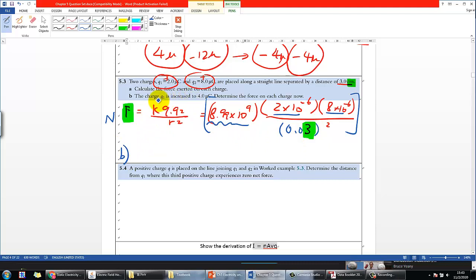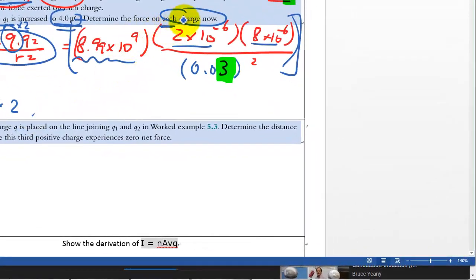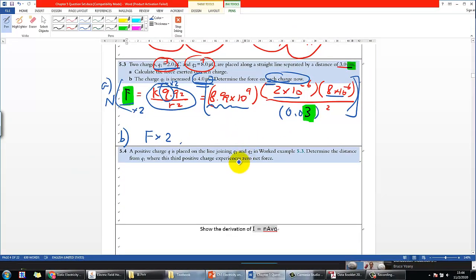For part B, it said the charge increased to 4, so it was Q1, it was 2, now increased to 4. Determine the force on each charge now. So basically you could of course go through this whole thing again, but it's actually not a smart way to do. The smarter way is simply knowing that, if you look at this equation, if the Q1 doubles, times 2, and the rest of them remain the same, then F in itself would times 2, of course. So you can simply grab the answer from part A and just multiply by 2, and that will be the same force for both of the charges, because like I said, it's an action and reaction pair, and you can see it from the equation as well. So the force is simply times 2. Again, in the exam you want to show the exact number.